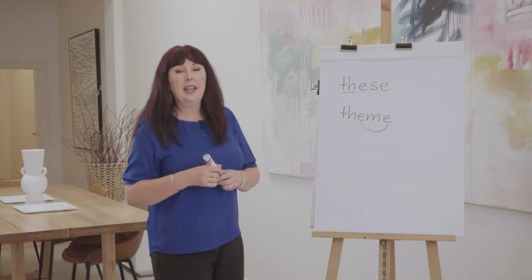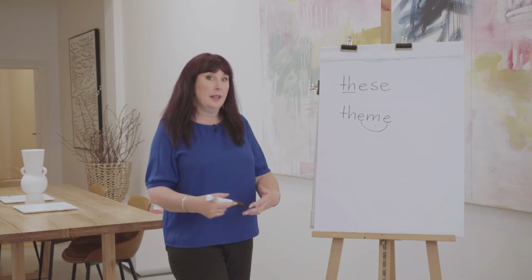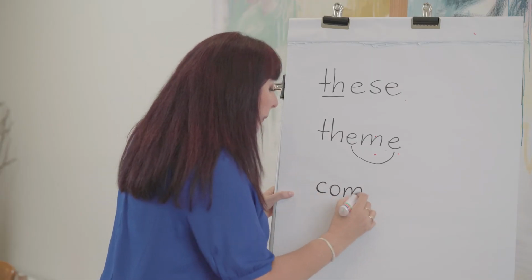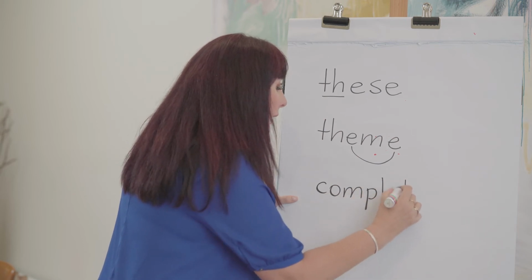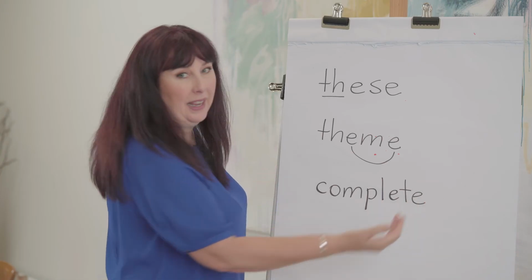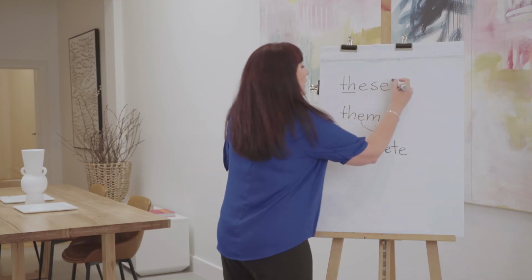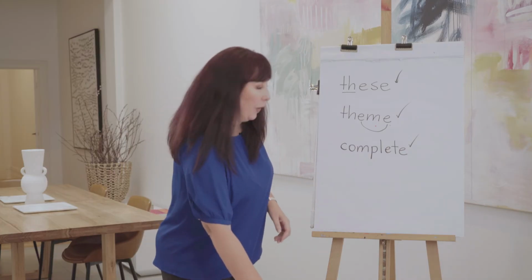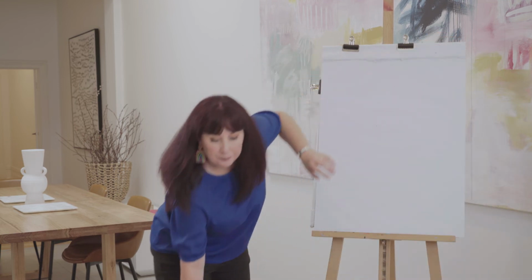Good job. And our last word is complete. And then we've nearly completed this lesson. That means finished. Complete. Com. If we took that E away, we'd have comp, that's not even a word. Complete. If you got those words correct, give yourselves lovely big ticks. Fantastic work. Okay, let's take this away.